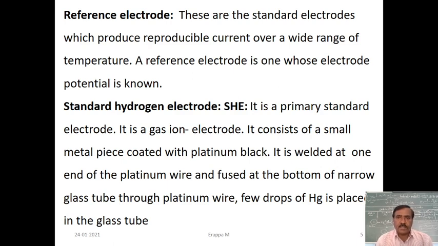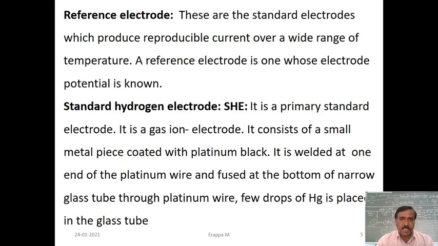Reference electrodes are standard electrodes which produce reproducible potential over a wide range of temperature. A reference electrode is one whose electrode potential is known, and that is why we use it as a reference.